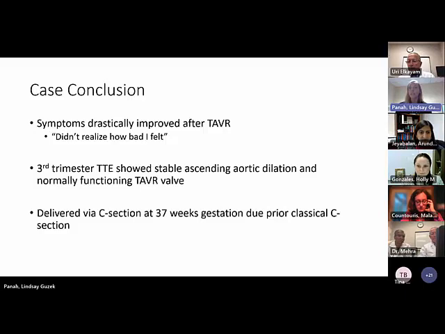She ultimately underwent C-section at 37 weeks due to obstetrical indications, not cardiac indications. And that was because of her prior classical C-section and wanting to avoid her going into labor. And then her postpartum course was relatively uncomplicated. She did have some mild lower extremity edema, and so she was treated with 3 days of PO Lasix, but she was discharged, and her baby and she are doing very well.